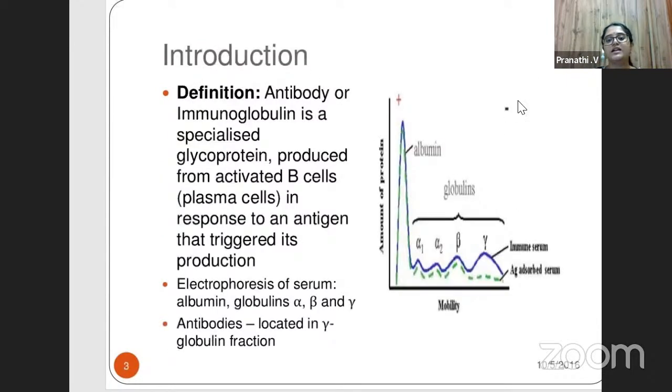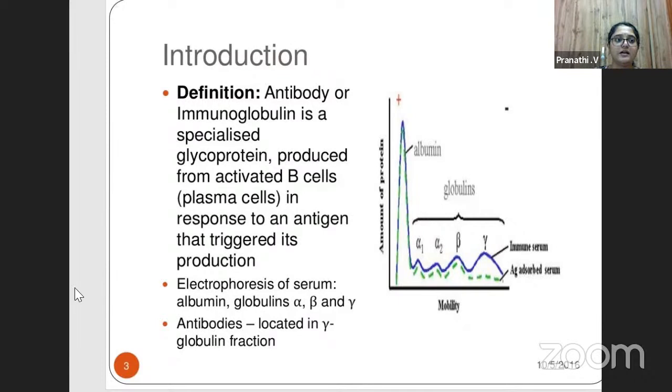So first, you can see that it is a glycoprotein, meaning it has a carbohydrate moiety along with a protein moiety. It is produced by B cells, especially plasma cells. The B cell origin, like I told you, in birds is the Bursa of Fabricius, but we do not have that. We have the thymus gland, in fact.